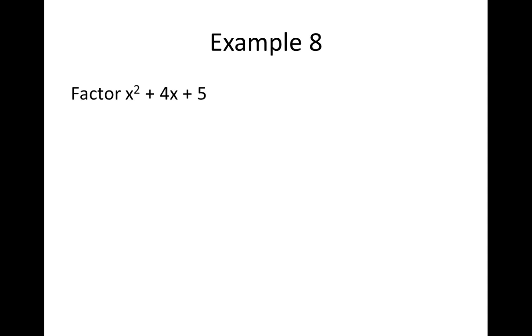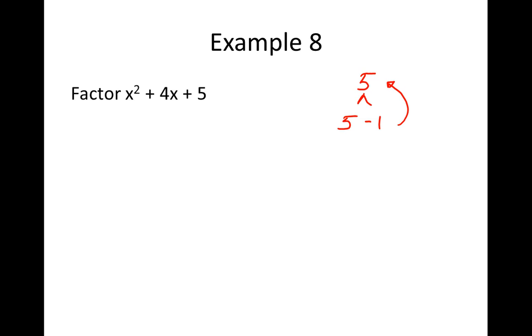Okay, example 8. X squared plus 4x plus 5. Pause the video here, see if you can get this one. All right, did you find anything? So again, we have factors of 5 that sum to 4. So let's see, 5 and 1. If this 1 were negative, that would sum to 4, but what's 5 times negative 1? Not positive 5, that's a negative 5.